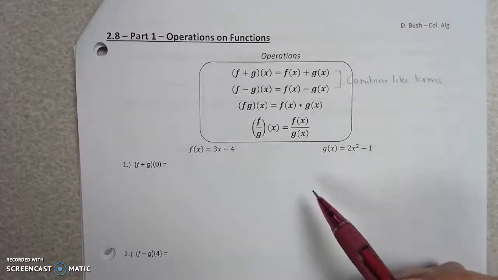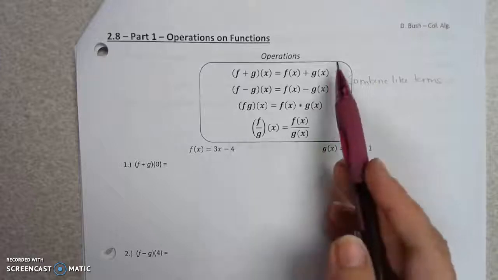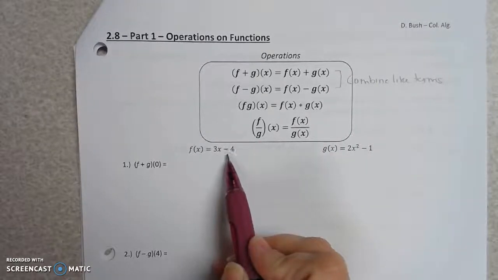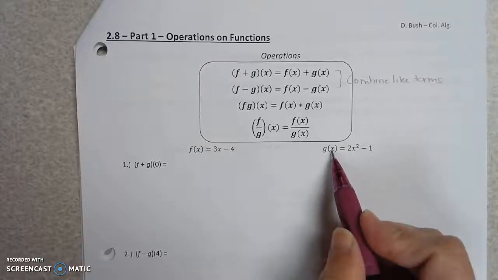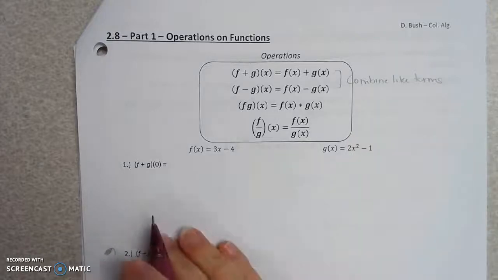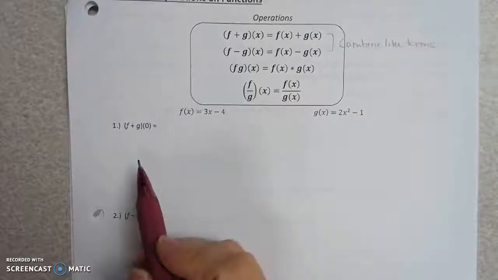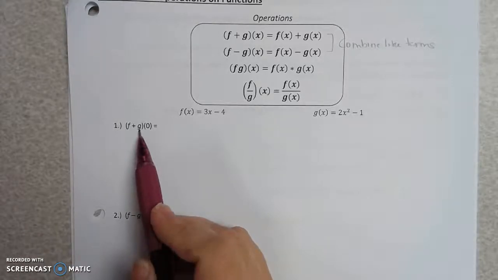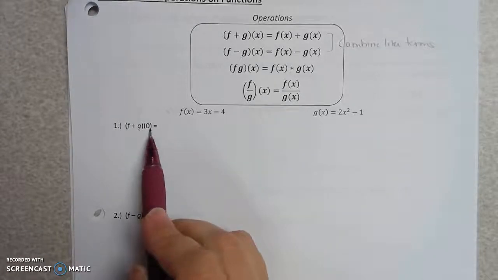No real equations, really. So we're going to do a couple of these operations, and we're going to use the function f(x), which is 3x minus 4, and the function g(x), which is 2x squared minus 1, and complete the operation stated. Number 1 says to take f and g and add them together, and then substitute in the value 0.